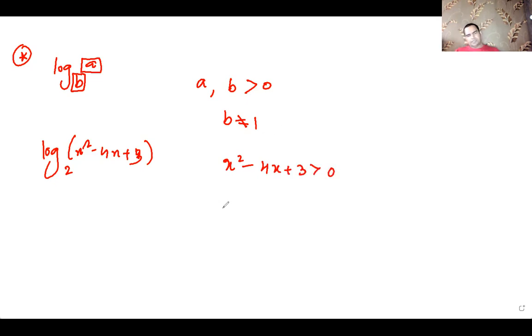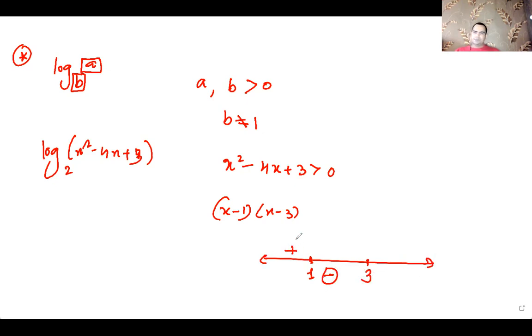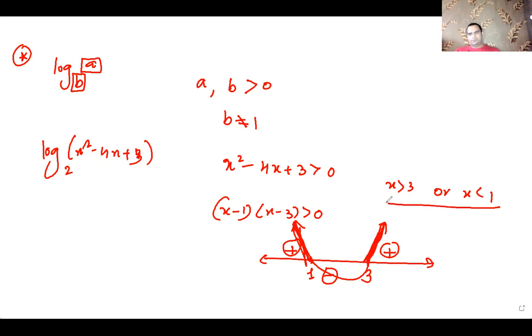Now, when you factor this out, you get (x minus 1)(x minus 3). You take 1 and 3 here, and once again, you sketch the sign diagram: positive, negative, positive, because it's a happy face graph, a parabola. So you can see that this graph is positive at this point and at this point, where x is greater than 3 or x is less than 1. That's how you find the domain for the logarithmic function.